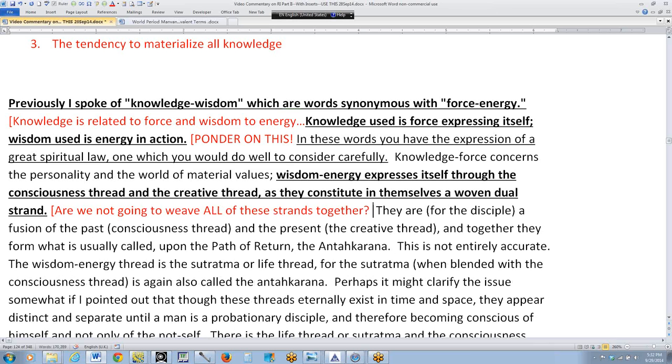Because we've already seen that in the life thread, the consciousness thread accompanies it. But perhaps the question is from what direction? From the innermost to the outermost, or vice versa? In any case, for the man, consciousness and creativity are going to work together, because there's a five-fold thread which is extended into the throat center, which creates the creative thread, and much of this five-fold thread is about consciousness per se. So wisdom energy expresses itself through the consciousness thread and the creative thread, as they constitute in themselves a woven dual thread.